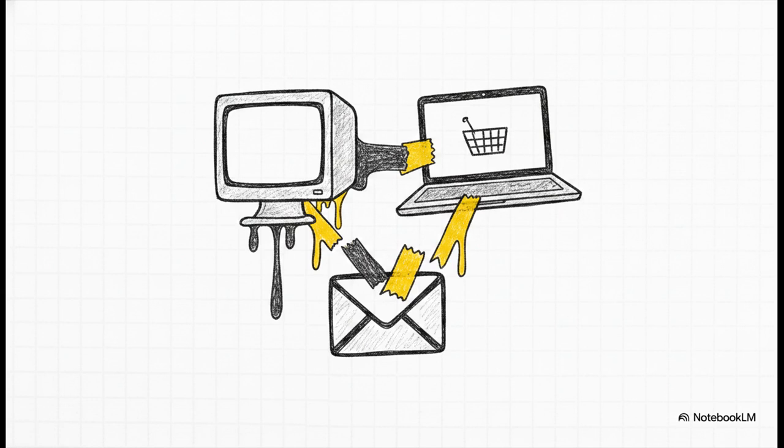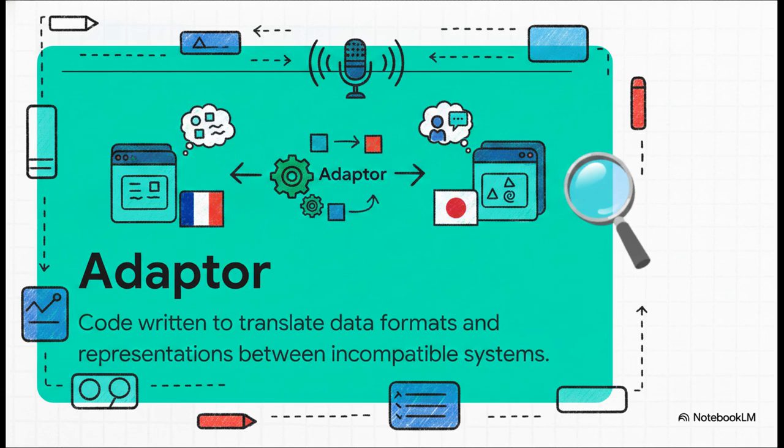Now, these systems were never designed to talk to each other. They're totally incompatible. So how in the world do we integrate them? We use an adapter. You'll definitely want to write this definition down. An adapter is a piece of code written specifically to translate data formats and representations between incompatible application systems.